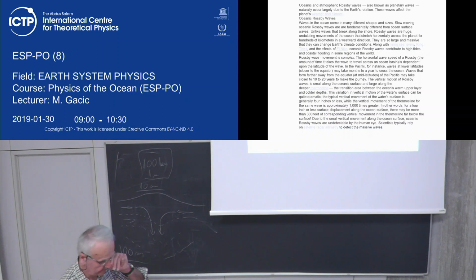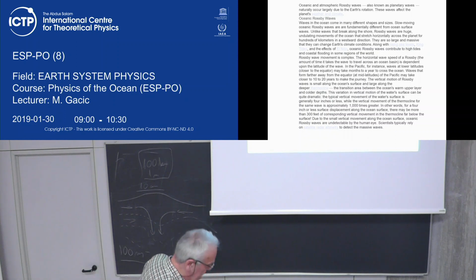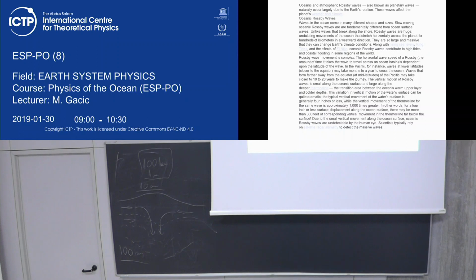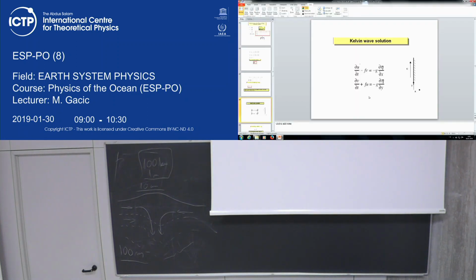Okay, so I expect the volunteer, and when expecting the volunteer, we can go ahead. So these are the Rossby waves. There are 2 solutions, and let's see what.